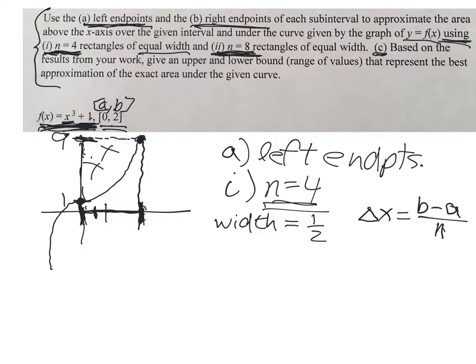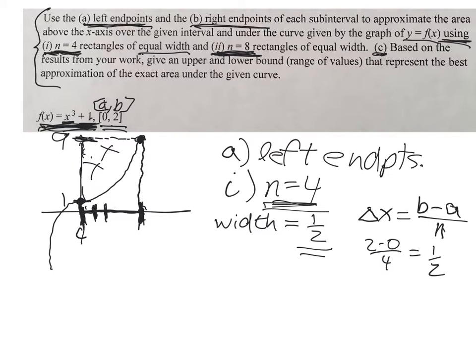Well, in this case, we're saying let n equal 4. So (2 minus 0) over 4, 2/4 would be 1/2. So each of these rectangles is going to be 1/2 unit wide. So that's how you find the width.